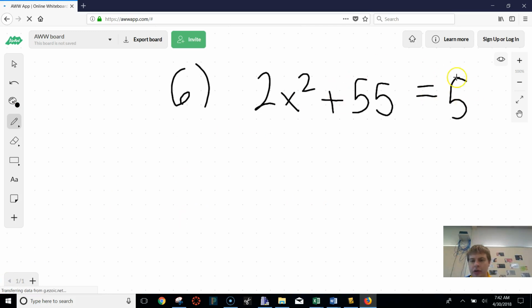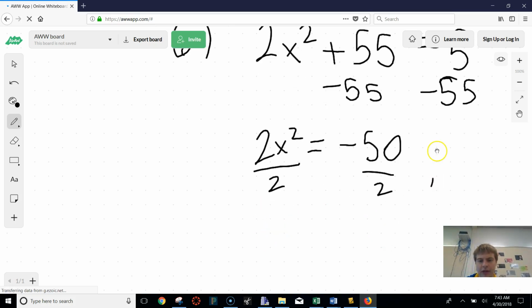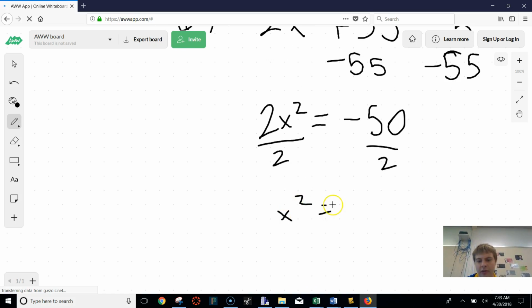Most of the time we need these things equal to 0. This time we won't, because the first thing that we always look at is, does it have 1x? And it does. So this time we can finally use square rooting. So we're just going to solve this like normal. I'm going to subtract 55 from both sides. When I subtract 55 from both sides, I'm going to get 2x squared equals negative 50. Then I'm going to divide each side by 2. That's going to give me x squared equals negative 25.